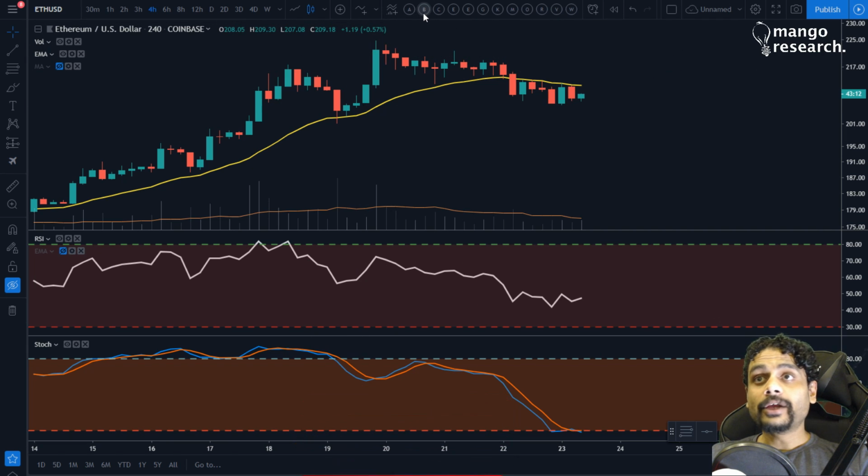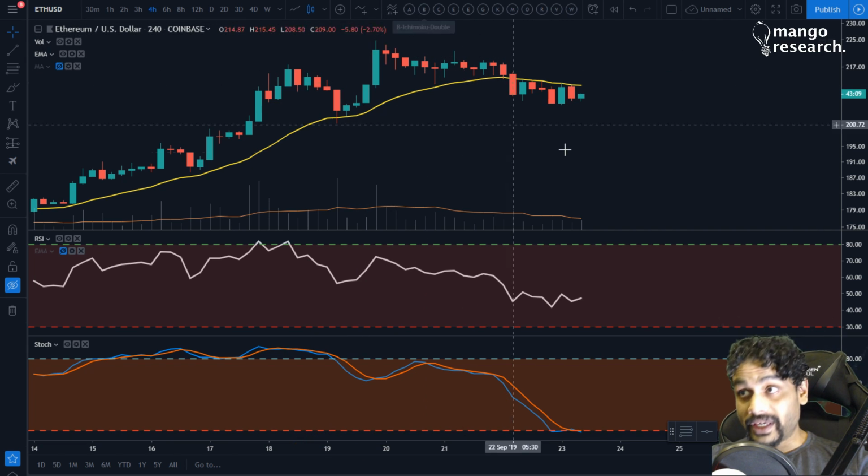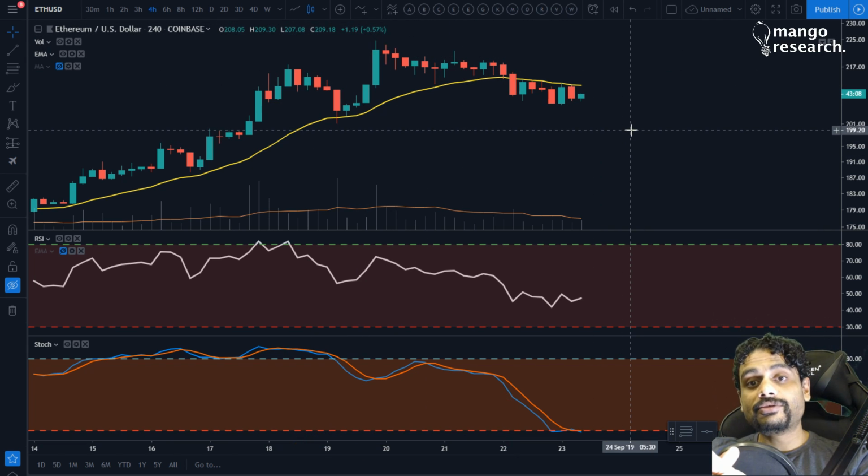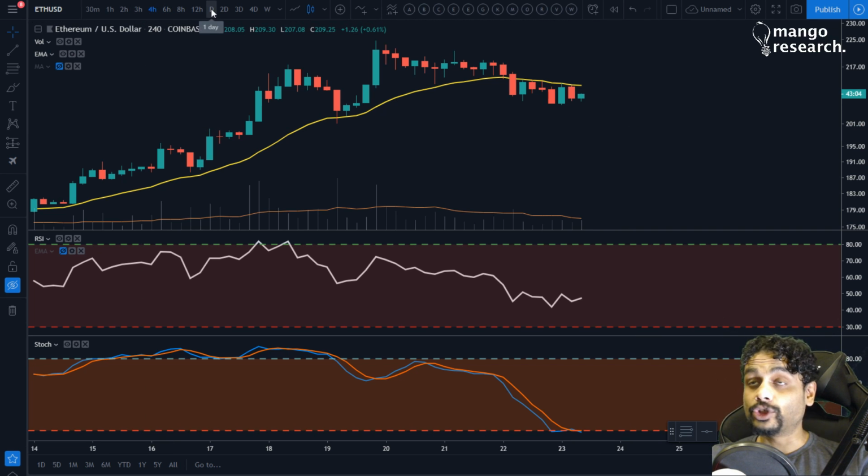Okay, so now I do want to look at what's going on over here. Should you be interested in a trade, in a short trade to the downside?